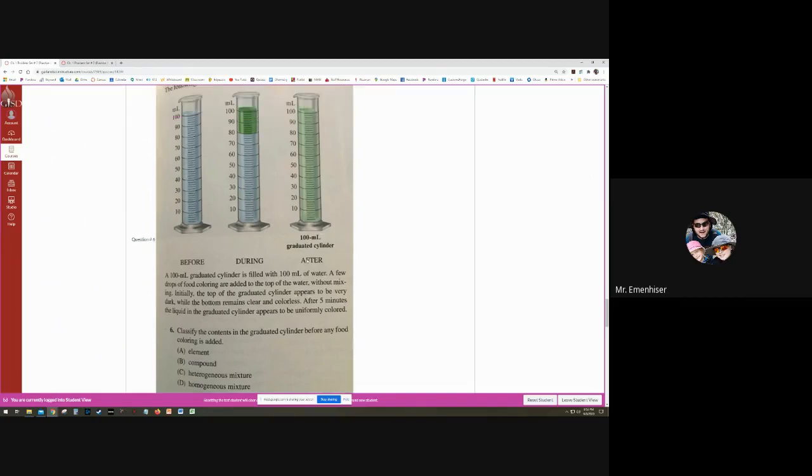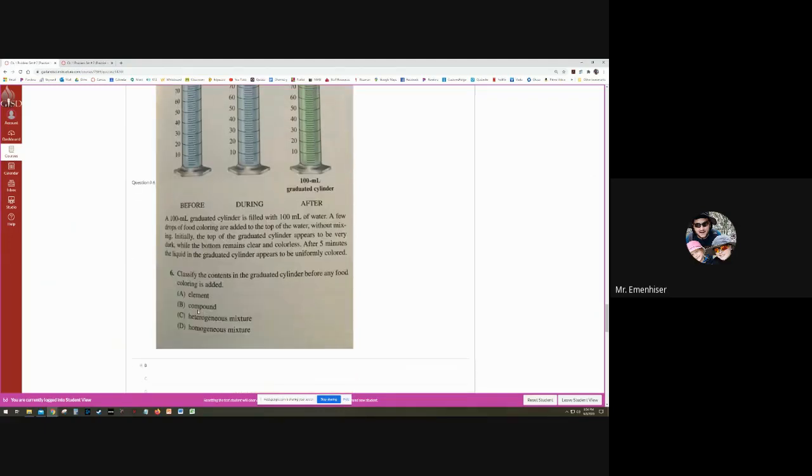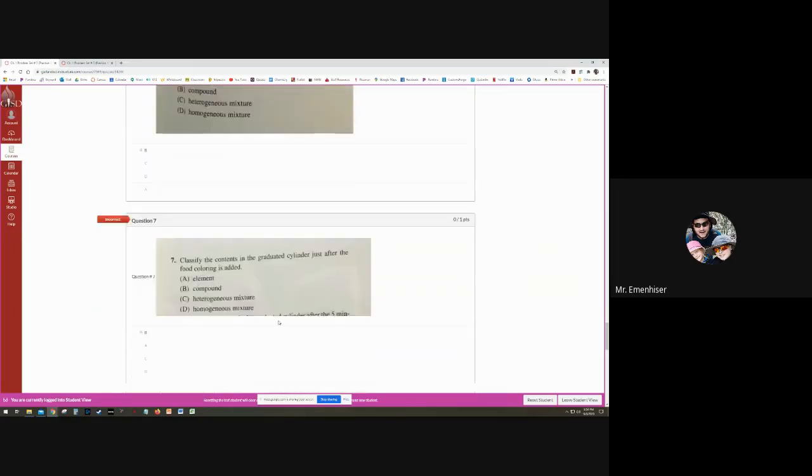So I'm trying to think of the reasoning of this. We mixed it with water. This is water, and then we added food coloring right here. Oh, and then the food coloring just separated. And so if the food coloring mixes perfectly with the water, then it's just water. Yeah, so if it just mixes with that liquid, then it's just a compound. Yeah.